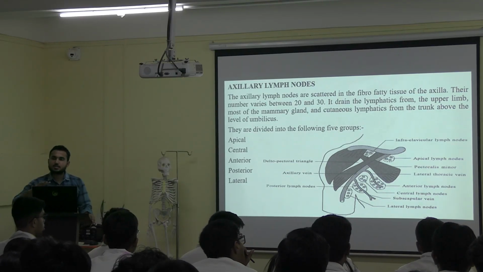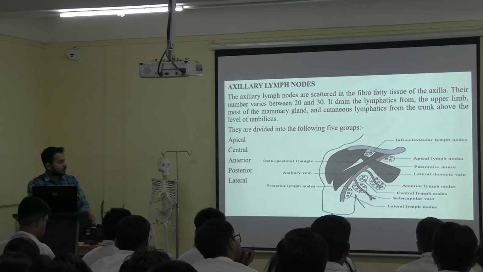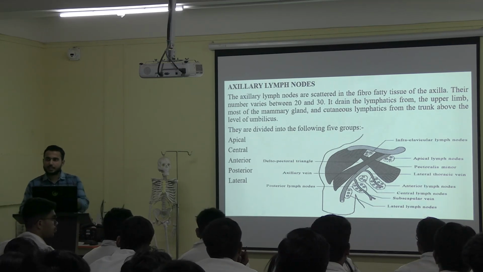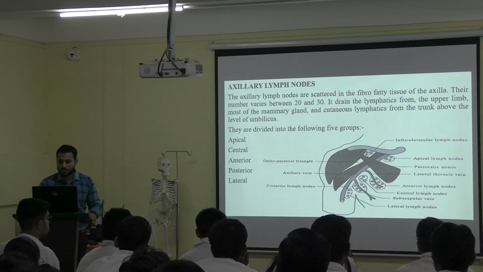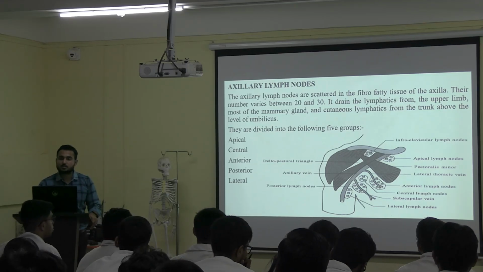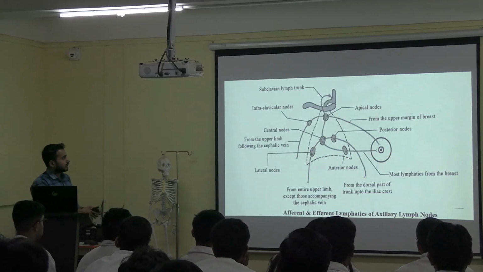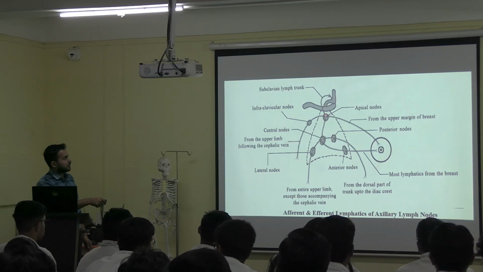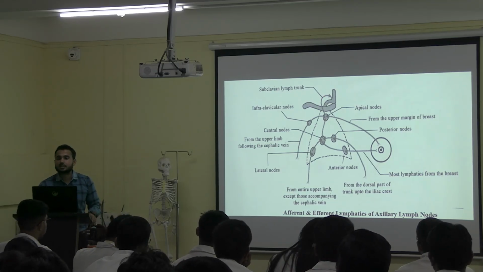So from these two areas, the lymph is going over there. Now from this apical group of lymph nodes, the lymph drainage on the right side is different from the left side. On the right side, it drains into the subclavian trunk, and on the left side into the thoracic duct. Now I will show you one diagram. If you see the diagram, this is the apical group of lymph nodes. From the apical group, on the right side it is going to the subclavian trunk, and on the left side it is going to the thoracic duct.